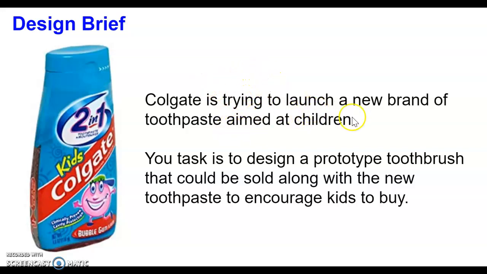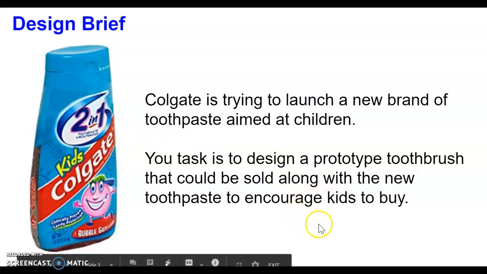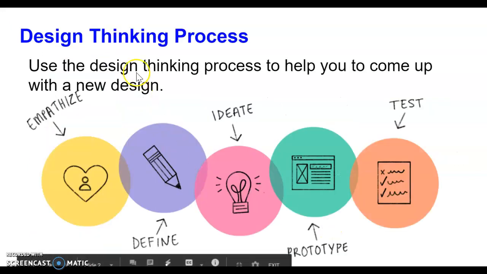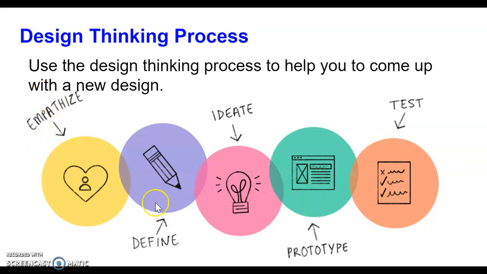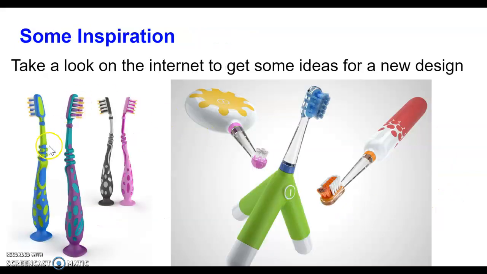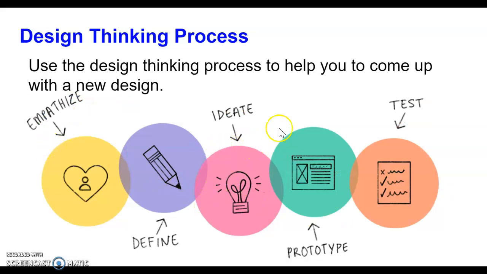Okay, so Colgate is trying to launch a new brand of toothpaste aimed at children. Your task is to design a prototype toothbrush that could be sold along with new toothpaste to encourage kids to buy. So this is the sample toothpaste. You're working as a product designer and you have to develop a new type of toothbrush. You're going to use the design thinking process to come up with an idea. So you will find the parameters of the problem, develop some ideas, test it out. We're going to focus on the idea development section.